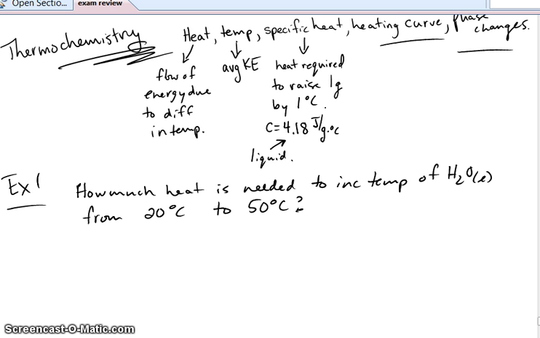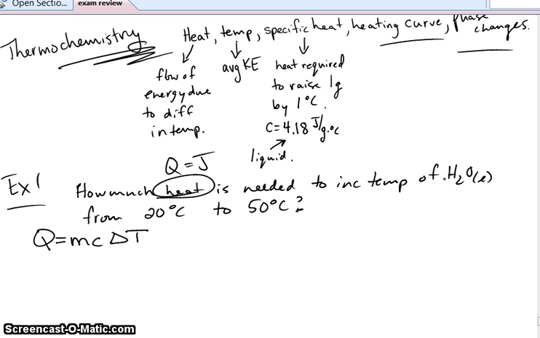Example problem 1. Remember that the equation that contains specific heat is Q equals mc delta T, given to you in your reference packet. Q is heat, and that needs to be in joules. How much heat is needed to increase the temperature of, let's insert in here, 50 milliliters of water? That's our volume of water.